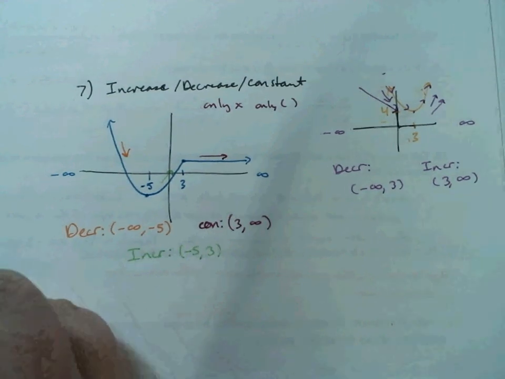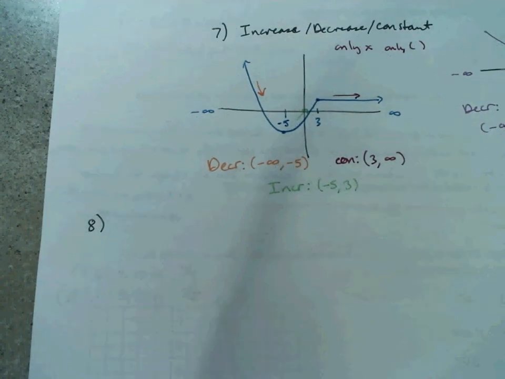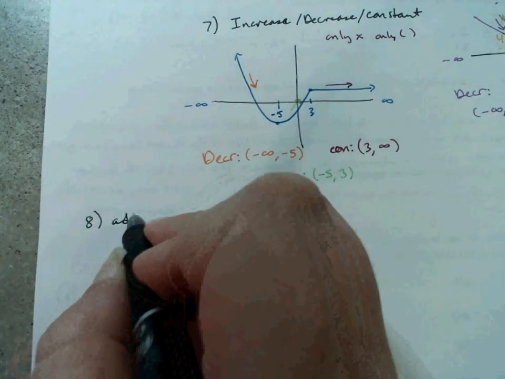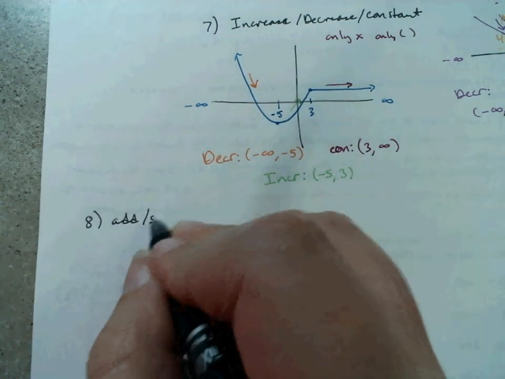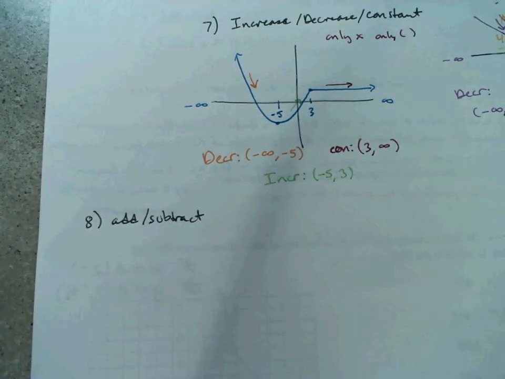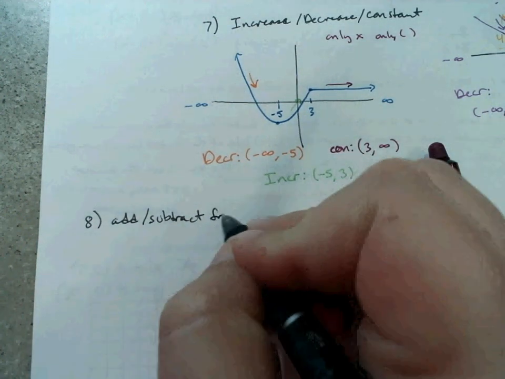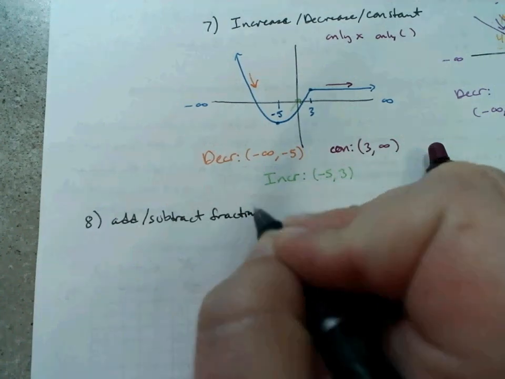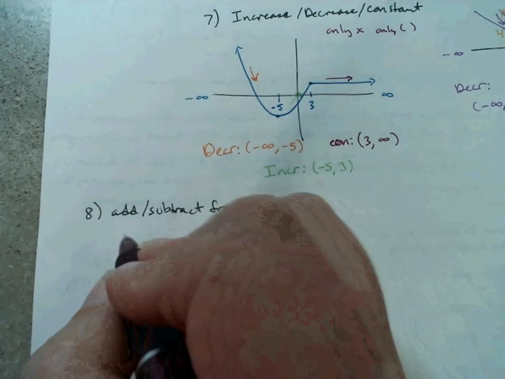Alright, let's do 8. 8 says, how do you add fractions, multiply, divide? Make up examples for each. So add, I guess I should say add, subtract, because it's the same type of thing. If you're trying to add or subtract fractions, then you must have common denominators.